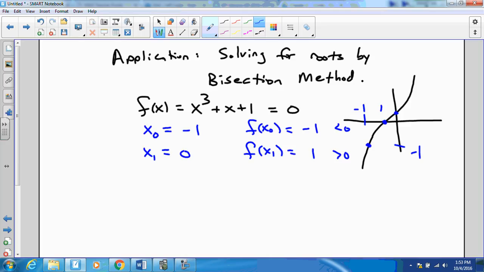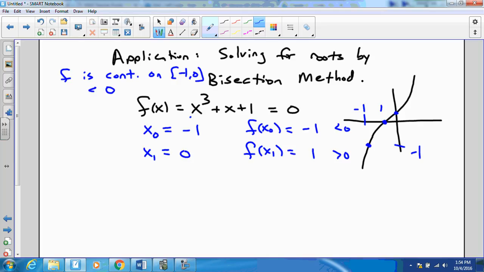Yes, because f is a continuous function. What type of function is it? It's polynomial, exactly. So it's a continuous function on the interval -1 to 0, so it meets the first condition of the intermediate value theorem.